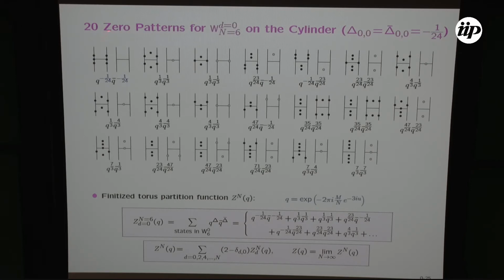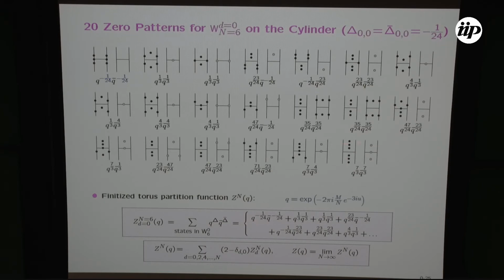So here are the 20 patterns of zeros that occur in the standard module for n equal to 6 with no defects on the cylinder, and we should get Δ_{0,0}, because Δ̄_{0,0} is minus 1 on 24. And I didn't list all the quantum numbers, but just the contributions from the upper and lower half plane. They contribute separately. So we have to understand the patterns of zeros and classify them in the upper and lower half plane and combine them to form the sesquilinear partition function. And here it is for n equals 6, d equals 0.